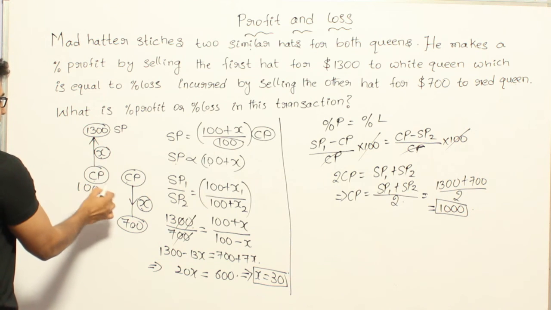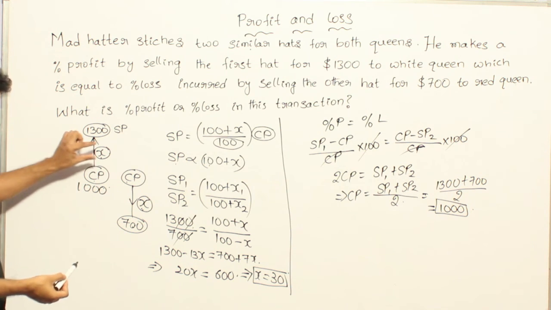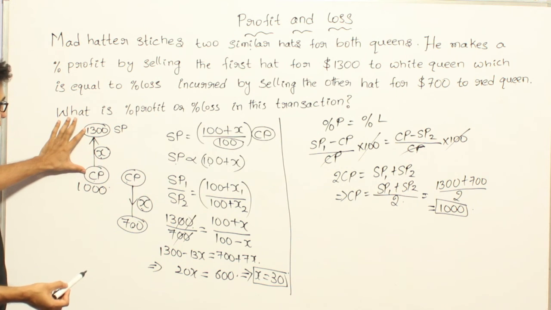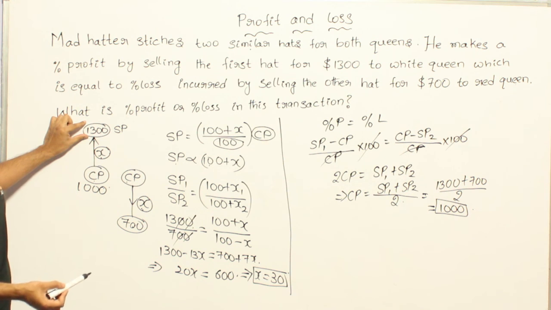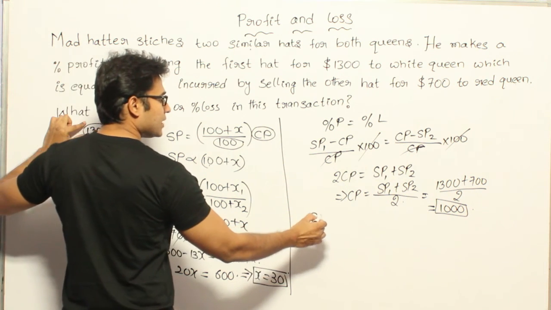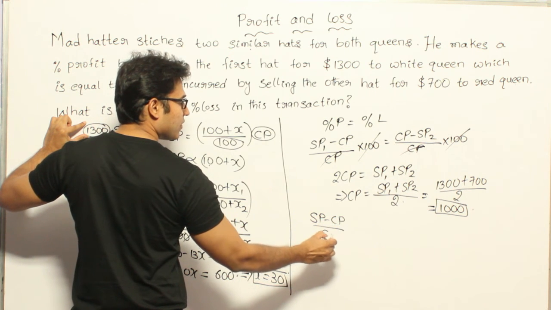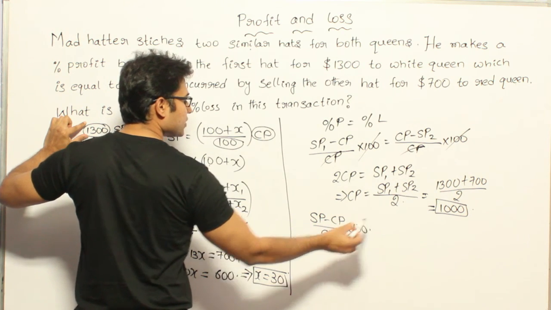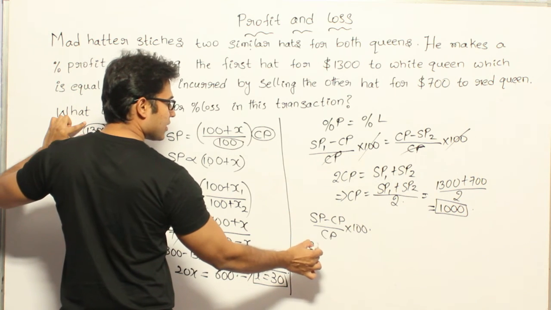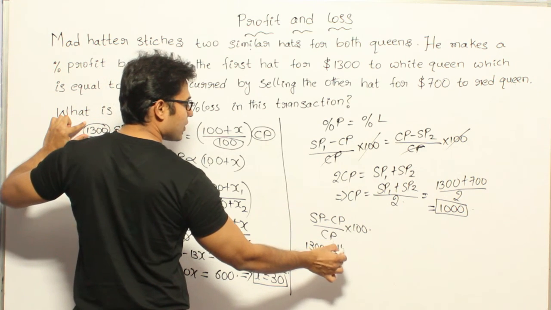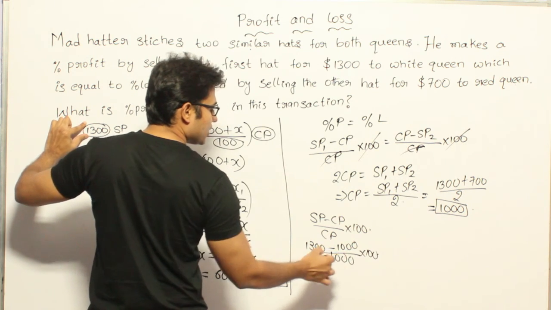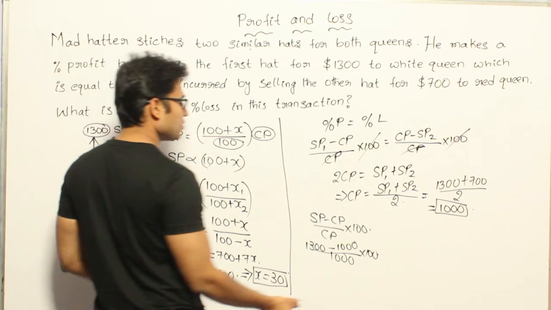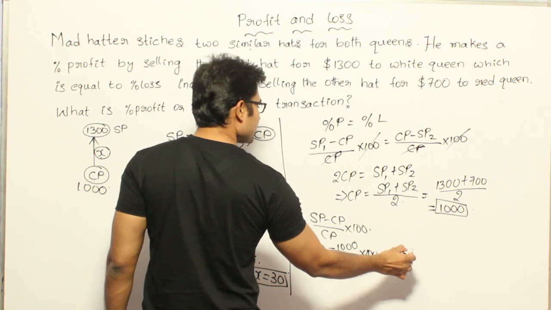Now you can find the value of X by taking either of these. If the selling price is 1300, then profit percent equals (selling price minus cost price) divided by cost price into 100. So (1300 minus 1000) divided by 1000 into 100, which is 300 divided by 1000 into 100. So 30% is the answer.